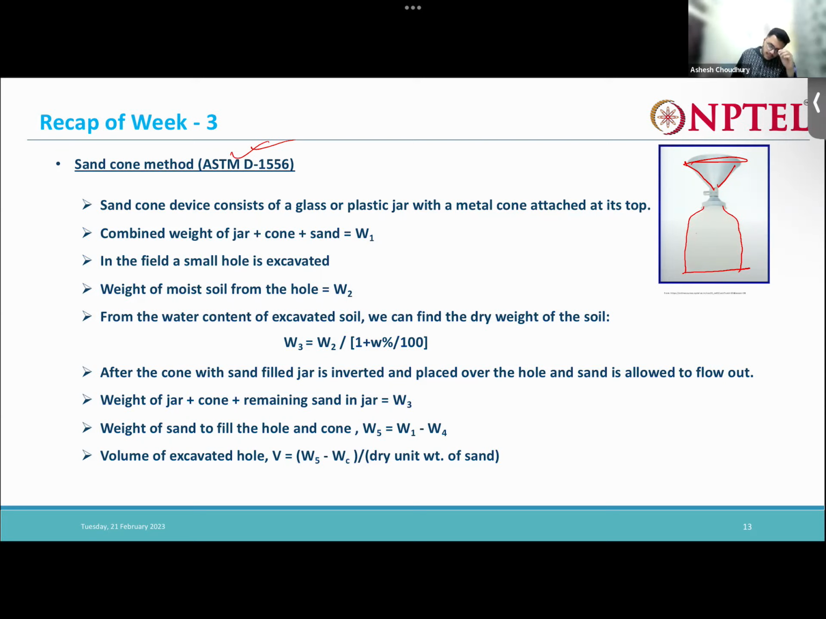In this jar we fill a certain amount of sand, completely filling it up to here. Then we take the weight first. So we have the weight of the jar plus the weight of the cone plus the weight of the sand, which is W1.